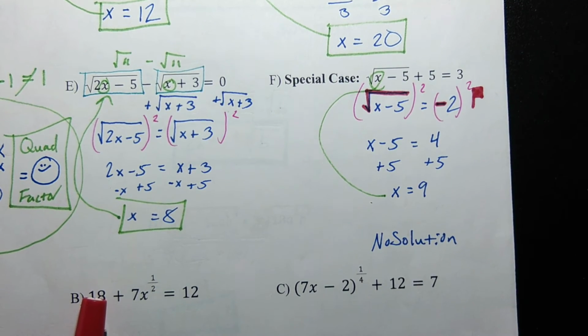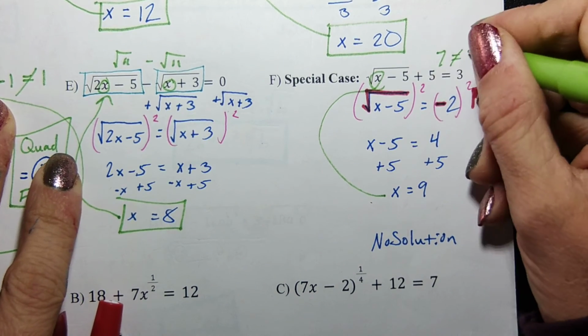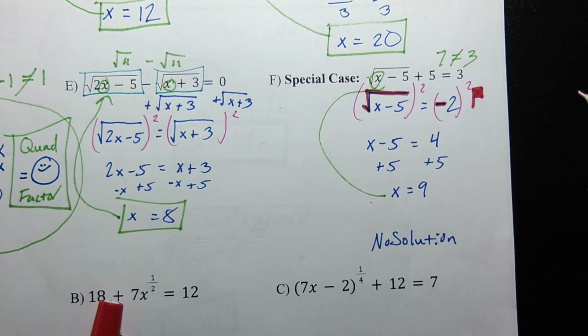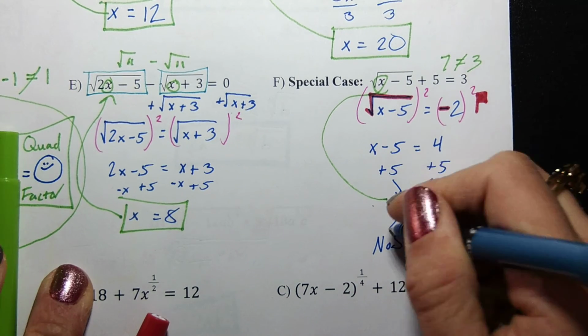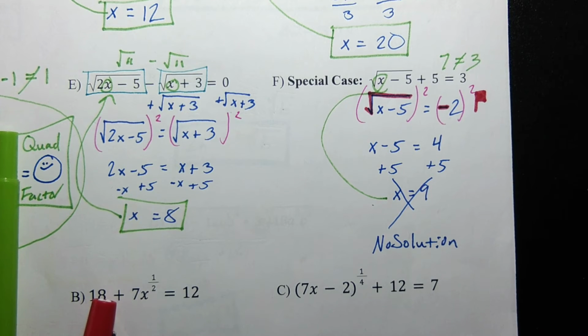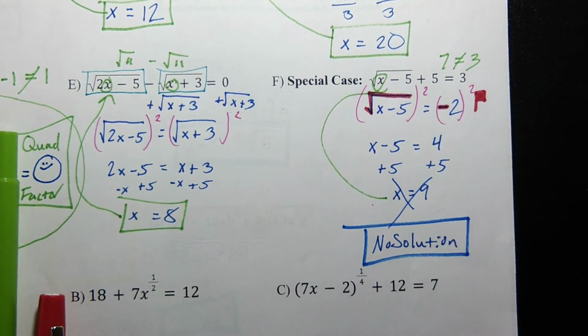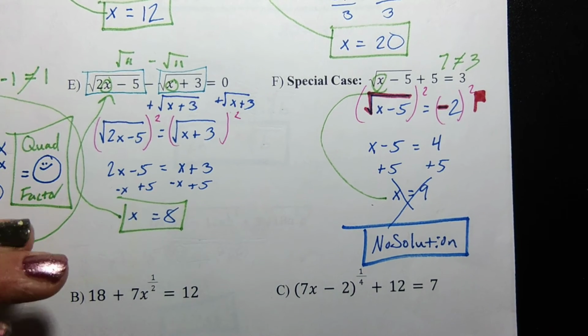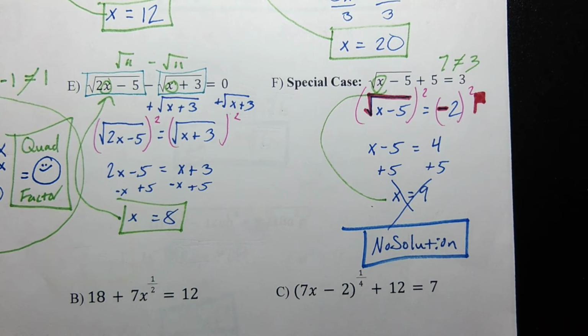So 9 minus 5, if I plug it back in, is 4. Square root of 4 is 2. And 2 plus 5 is 7. Yeah, 7 does not equal 3. So this is not a viable solution. So that's why our final answer, when none of the solutions work, is no solution.